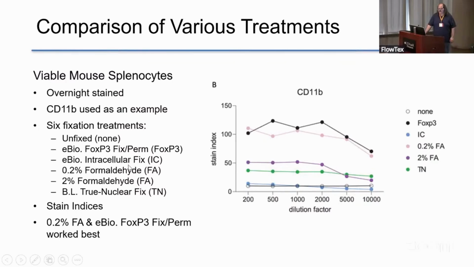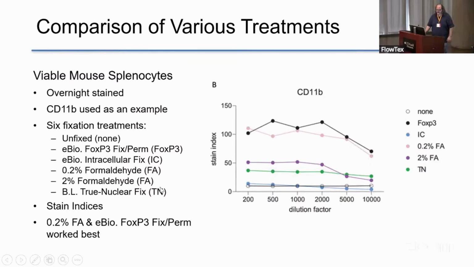They also used the eBio's intracellular fixation kit, ICs, on this graph. They also used 0.2% formaldehyde. They used 2% formaldehyde. And then the BioLegend True Nuclear Fix stains. And then these are the results.